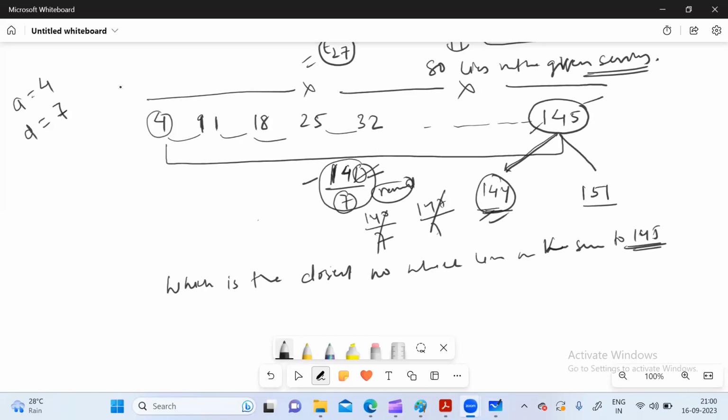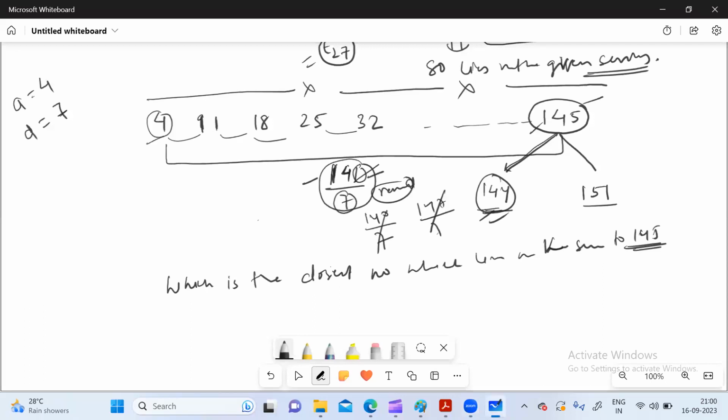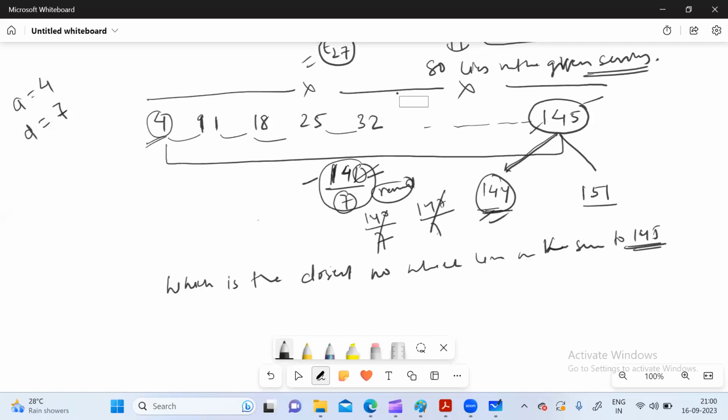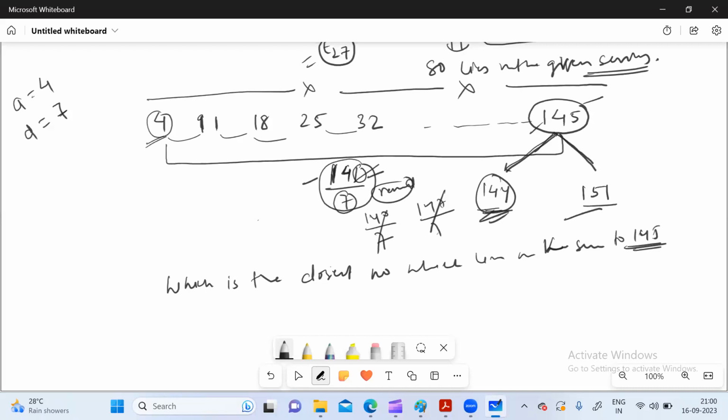Kasis, the numbers that you have written, 140 and 147, are not the numbers which lie on this series. You need to add the first term to these. These are the differences between the terms and the first term. But 144, how? See, the two terms around 145 are 144 and 151. The difference from 145 is 1 and 6, so the closest one will be 144. Erika, did you get that point?